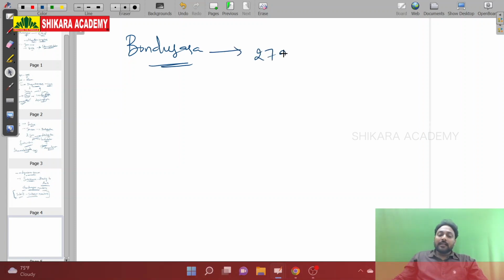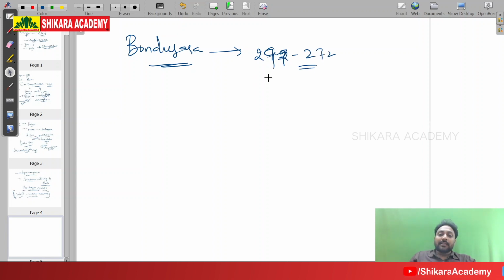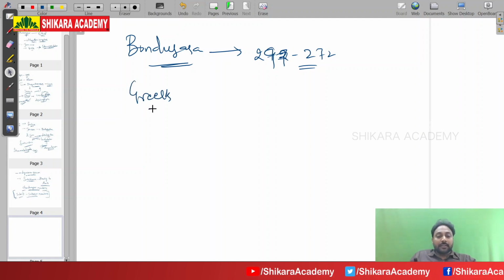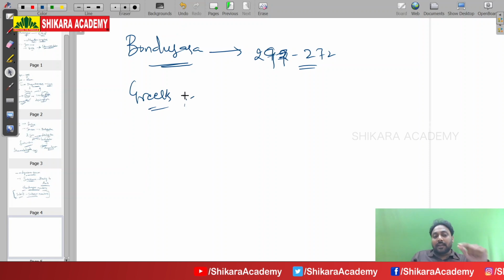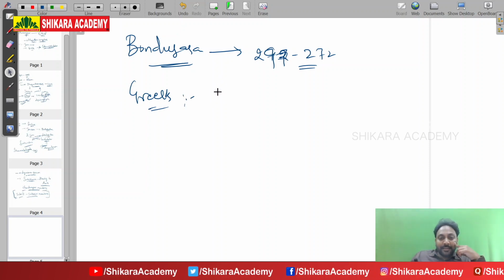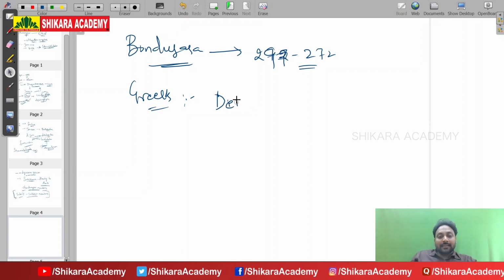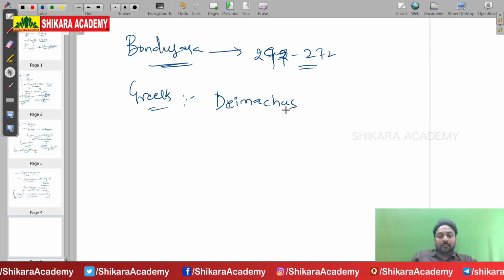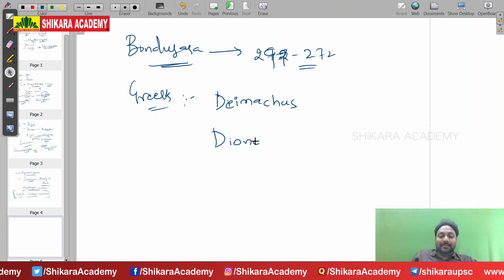Bindusara ruled from 297 to 272 BC, and Bindusara had two Greek ambassadors in his court. During his father Chandragupta Maurya's period, it was Megasthenes, and Bindusara had two Greeks, named Deimachus and Dionysius.